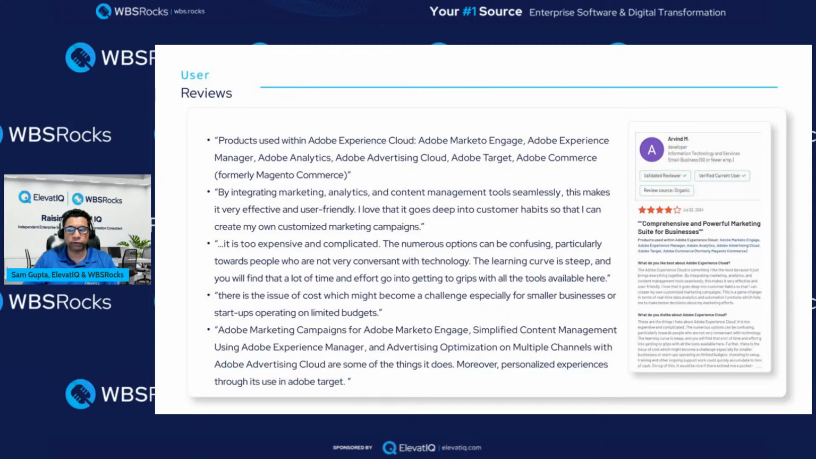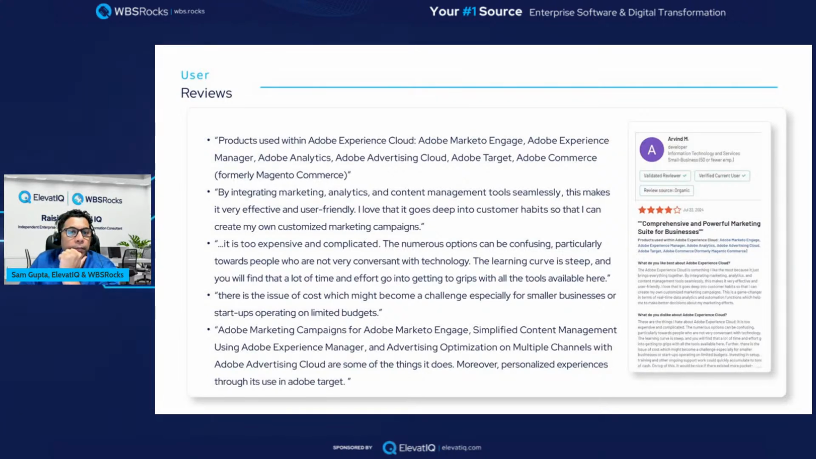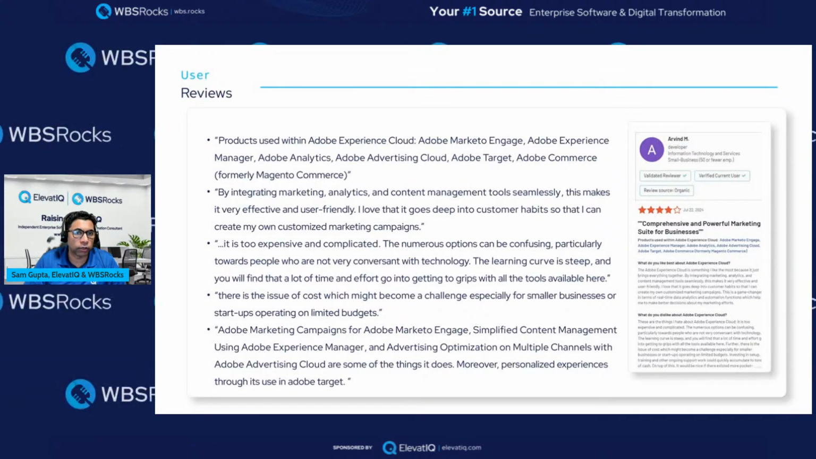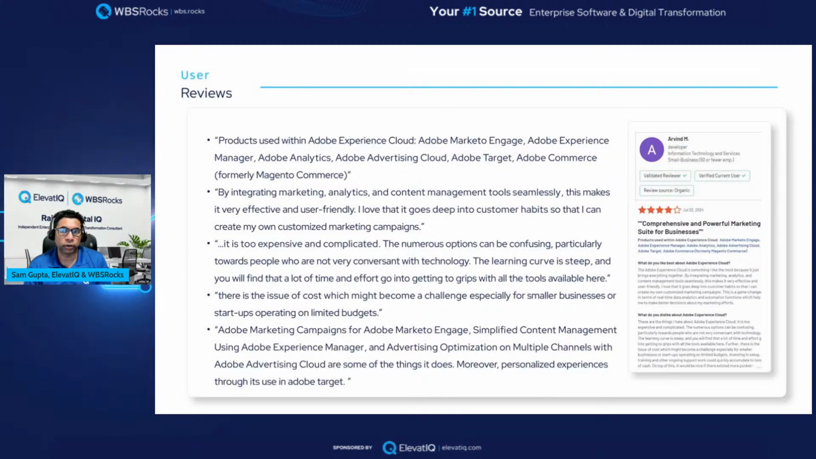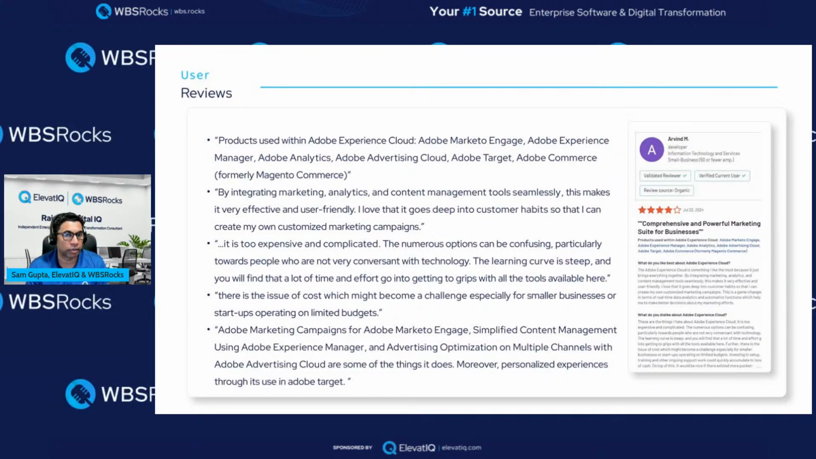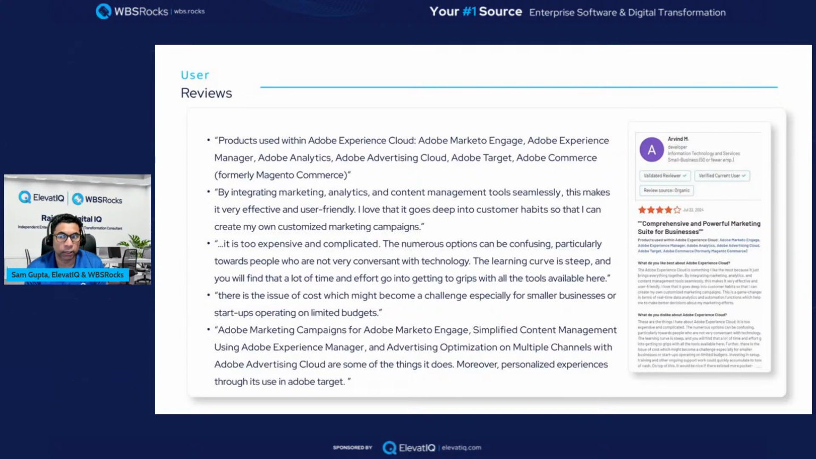So one user review we have here, and this user review is coming from 2024, so fairly recent. Here they are saying products used within Adobe Experience Cloud: Marketo Engage. So they are using a lot of Experience Manager, which is the CMS. Then they have the analytics, and then they have the Advertising Cloud. And Target is going to be that personalization product, Adobe Commerce, which is the Magento Commerce. By integrating marketing, analytics, and content management tools seamlessly, this makes it very effective and user-friendly. I love that it goes deep into customer habits so that I can create my own customized marketing campaigns.